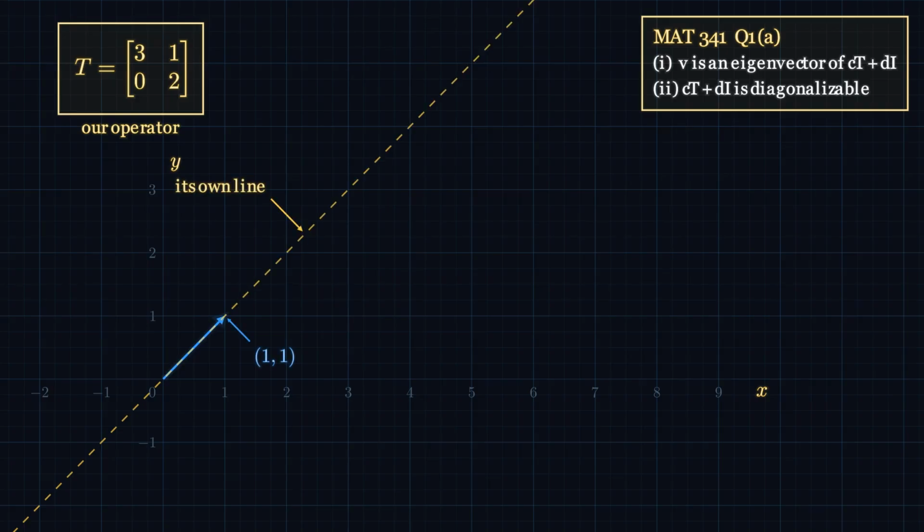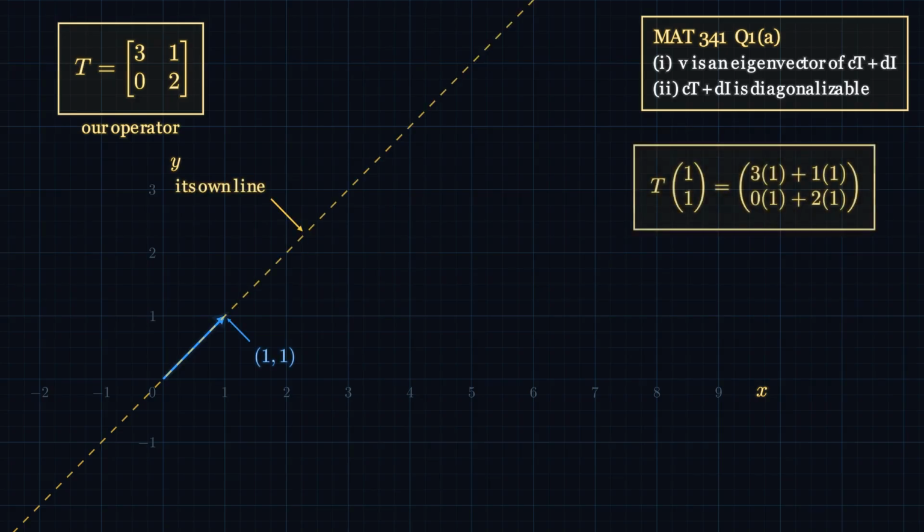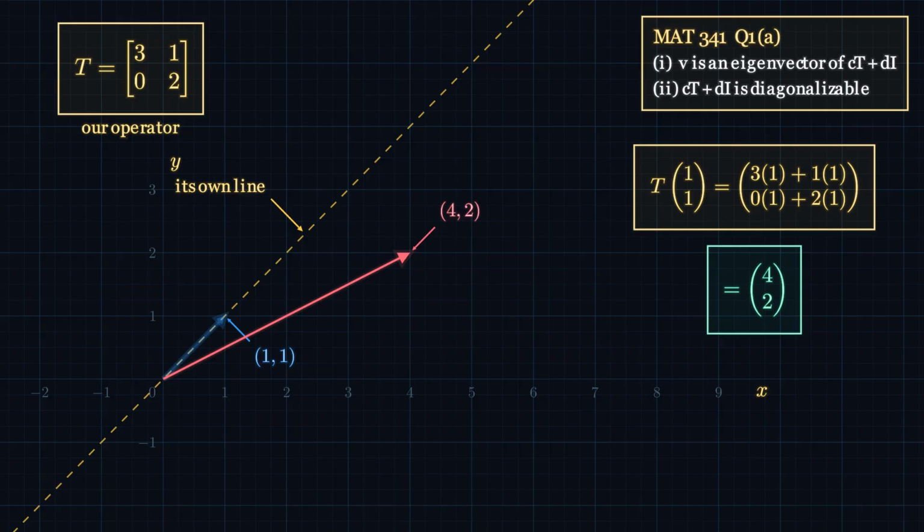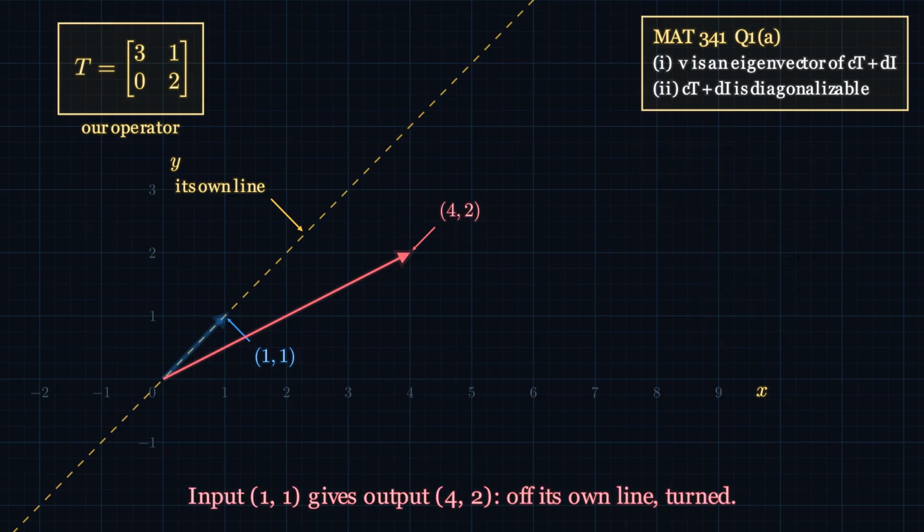Watch what T does to an ordinary arrow, the arrow pointing to the point (1, 1). T sends it to the point (4, 2). Now check the picture. The output is not on the input's private line. The operator did not just stretch this arrow, it turned it. And for a typical matrix, this is the fate of almost every arrow you feed in, stretched and turned.